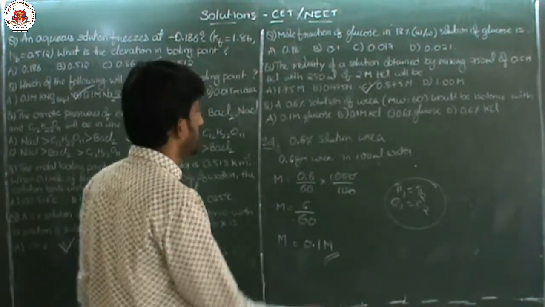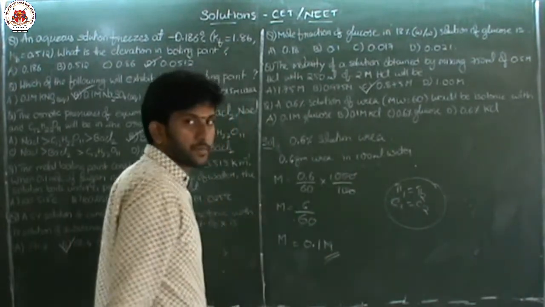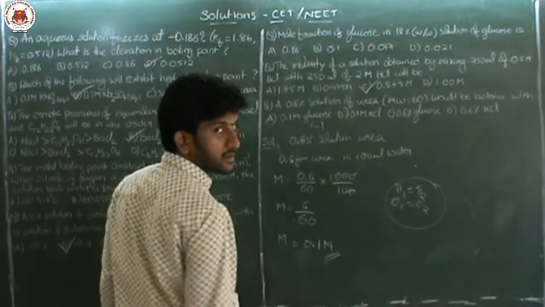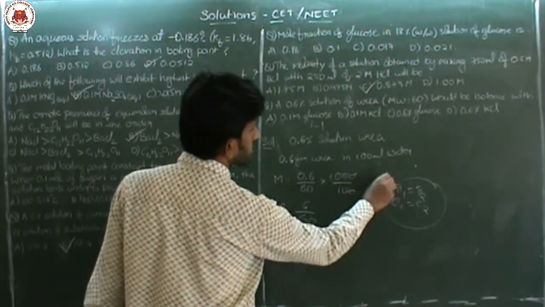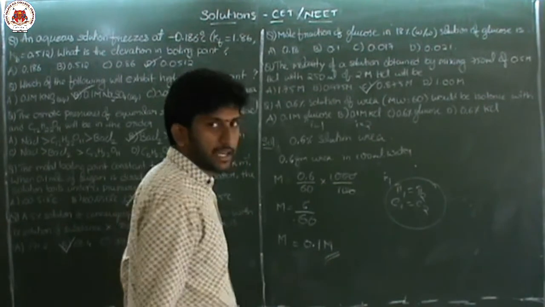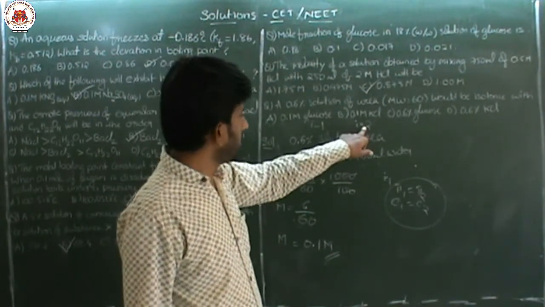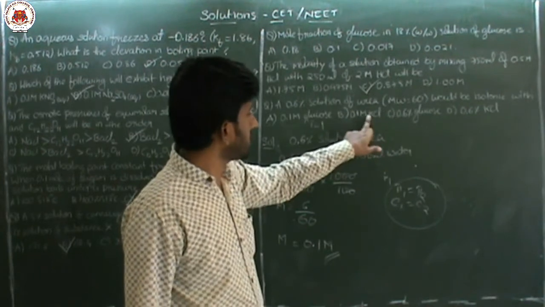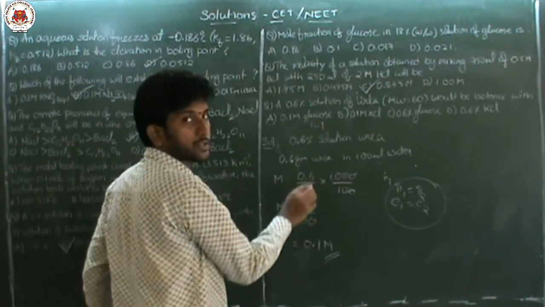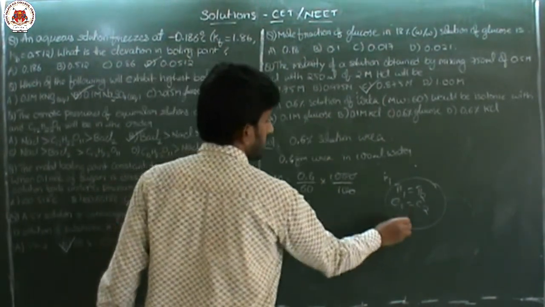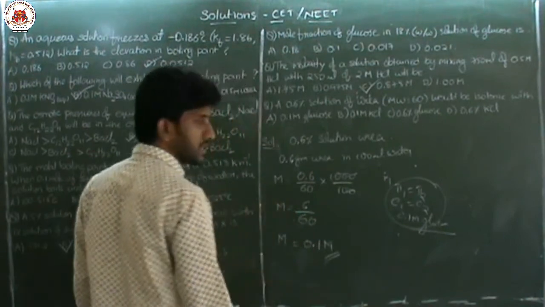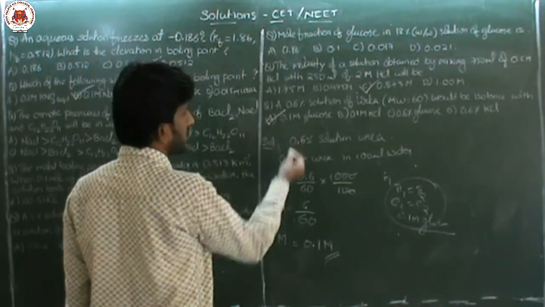Now where is 0.1? It is in options A and B. In option A it is glucose, whose i value is 1, and urea's i value is also 1. But KCl's i value is 2, which means the osmotic pressure is higher, so it is not isotonic. So the correct answer is 0.1 molar glucose, which will be exactly isotonic with the 0.6% urea solution.